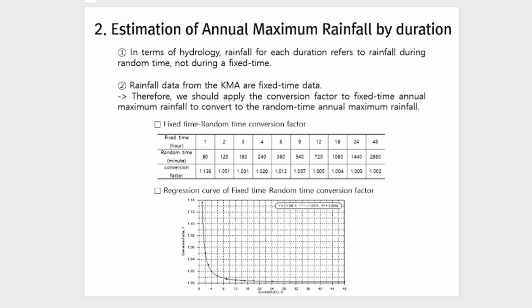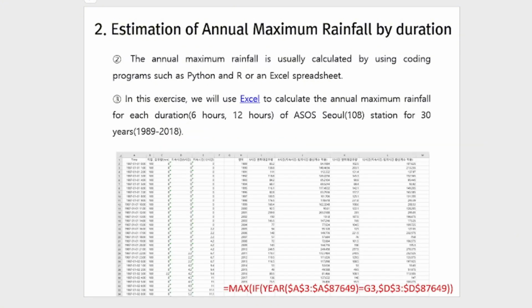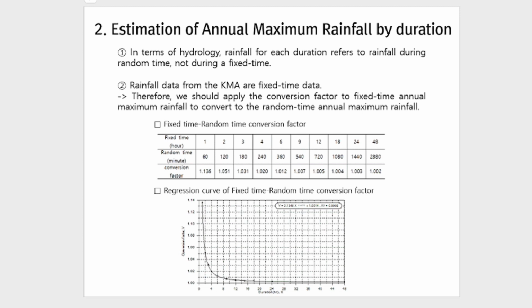And then we have the regression curve of fixed time and random time conversion factor. For our case, since we're using 6 hours and 12 hours, we'll multiply our 6 hours with 1.012 to convert it to random time annual maximum rainfall. And for 12 hours, we'll multiply it by 1.005 to convert it to random time annual maximum rainfall.